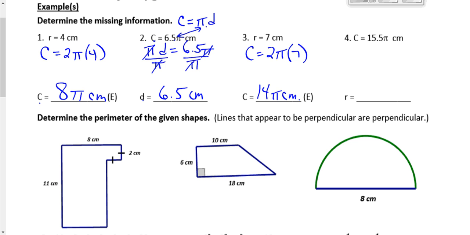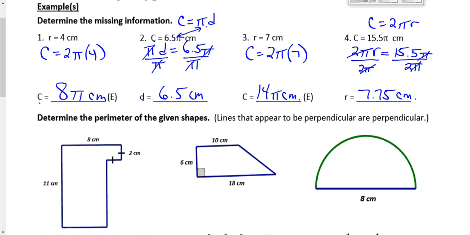And for the last one? 7.75, right? So they gave us a circumference and they wanted r. So we're going to use the fact that circumference also equals 2 pi r, right? And so 2 pi r, if they both equal C, equals 15.5 pi. So 2 pi r equals 15.5 pi. Right? Let's divide both sides by what? 2 pi, get the r by itself. So they cancel, right? So 15.5 divided by 2 is 7.75 centimeters. Okay?